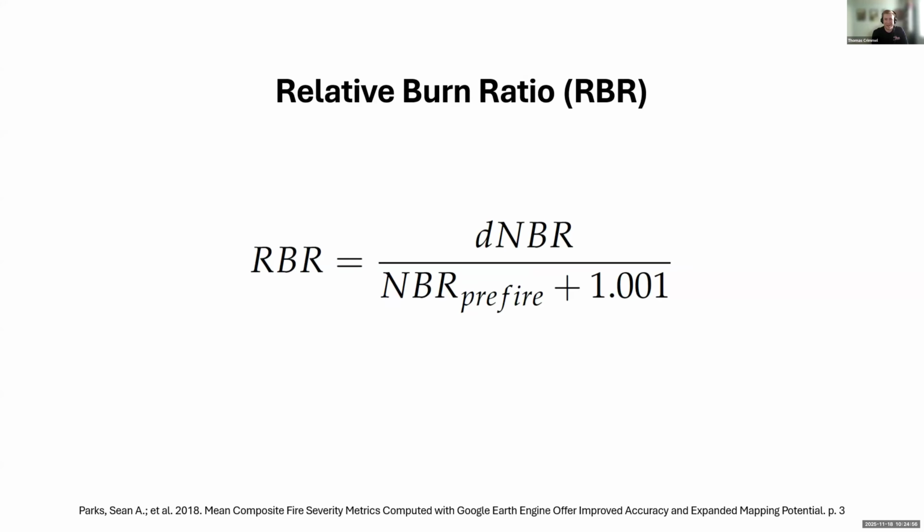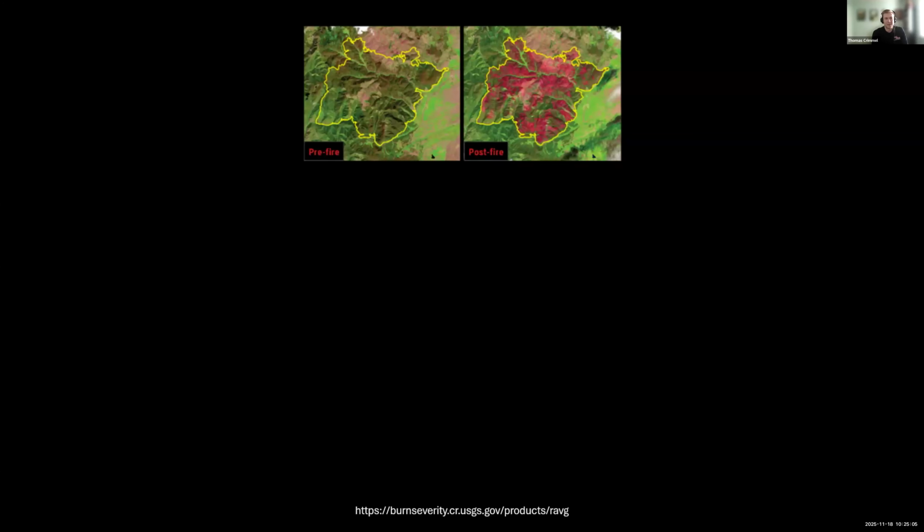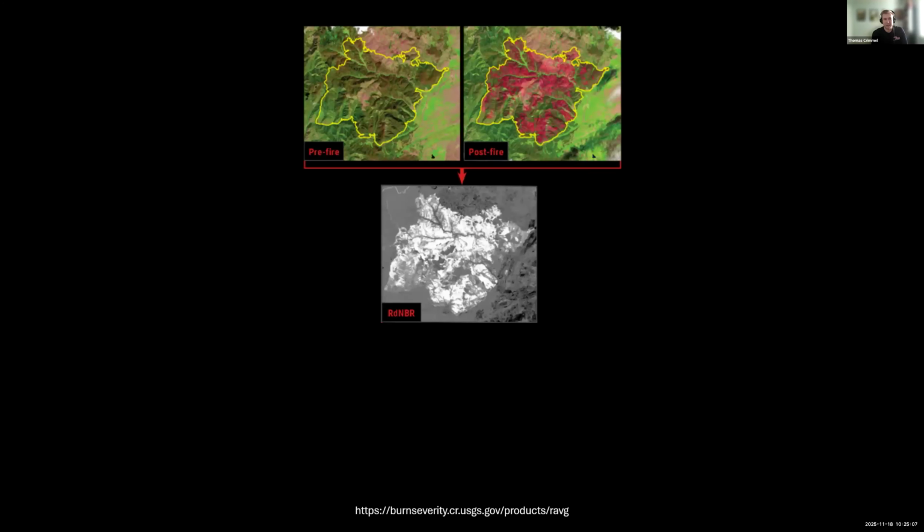It's just that the papers that have written and created them are correcting it a little bit so it fits that field validation point slightly better. And this is what it looks like. You can see that the RdNBR image is just much easier to use.